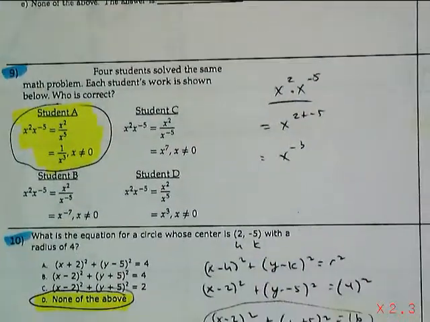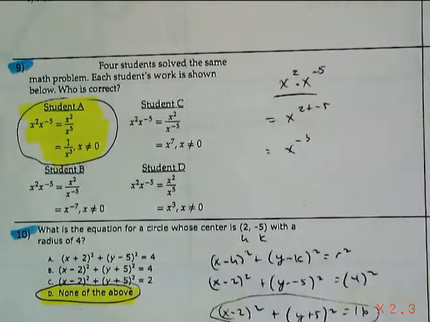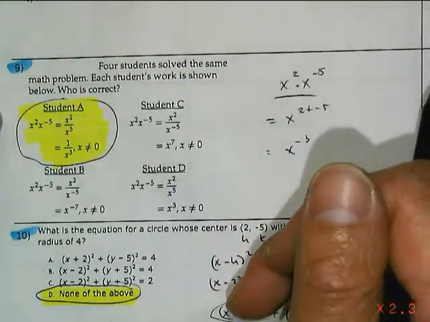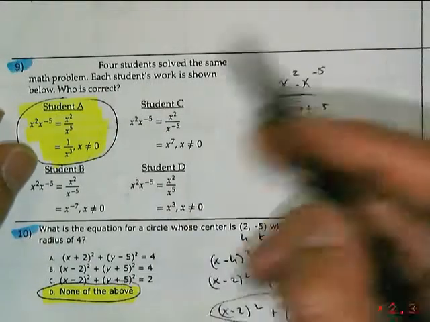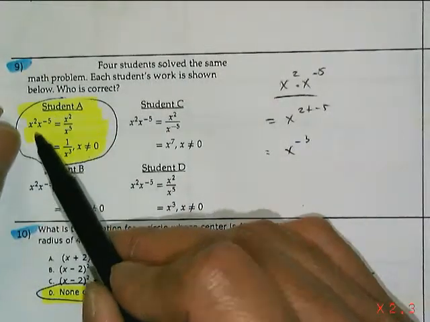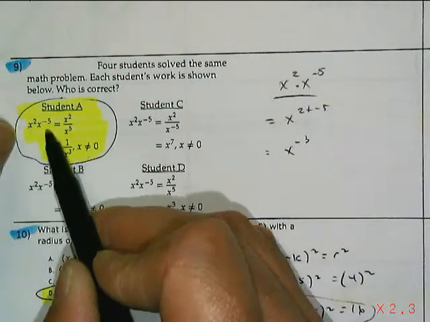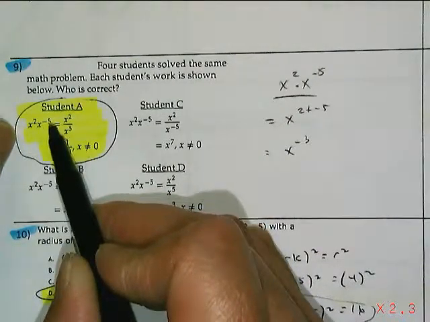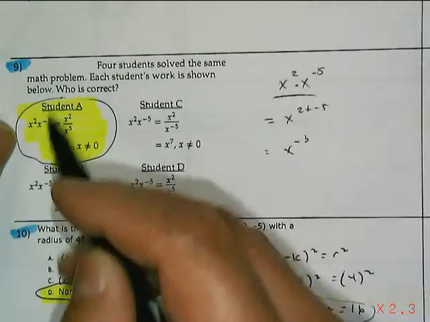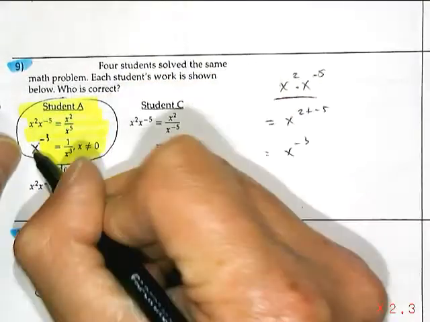Question number 9. 4 students solve the same math problem. Each student's work is shown below. Who is correct? The answer is A. The reason why, there's several reasons. When you're multiplying the same base, you can add the exponents, so this will become x to the negative 3. And x to the negative 3, you just put it over 1.